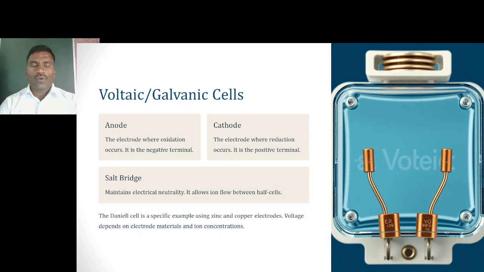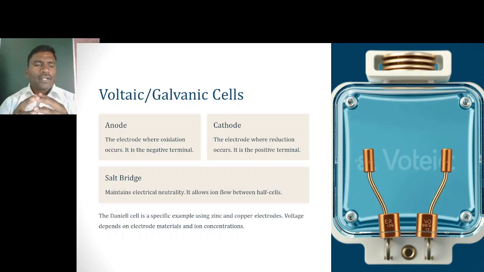What is meant by anode? It is the negative terminal. The electrode where oxidation occurs, meaning loss of electrons occurs, is called the anode. It is the negative terminal. Whereas the cathode is where the reduction occurs, that means gain of electrons occurs, and it is the positive terminal.